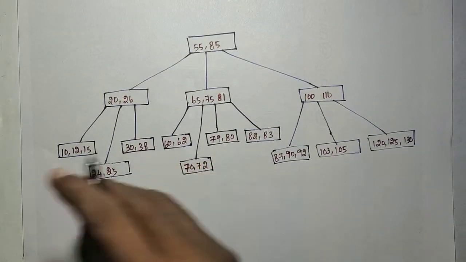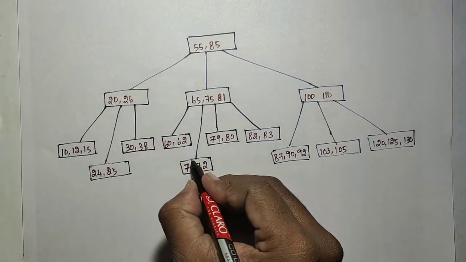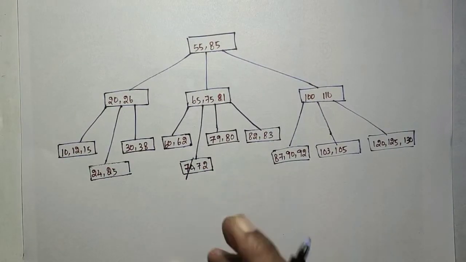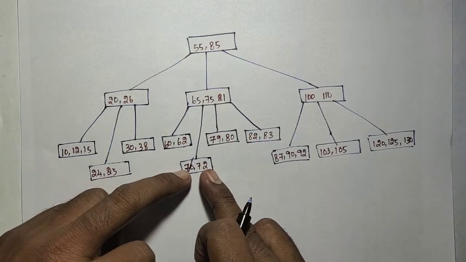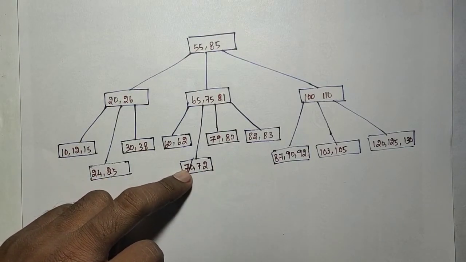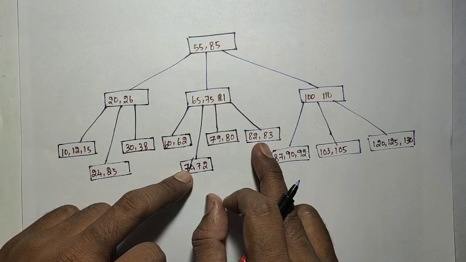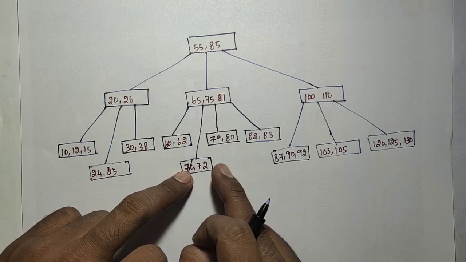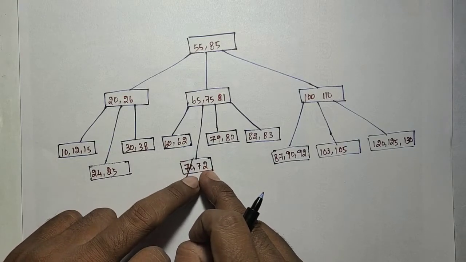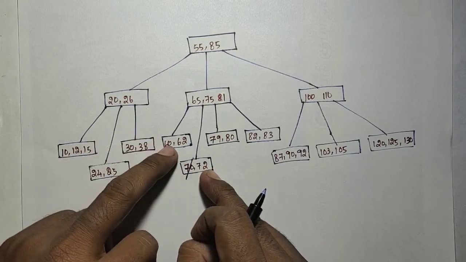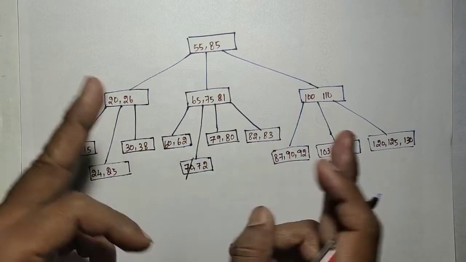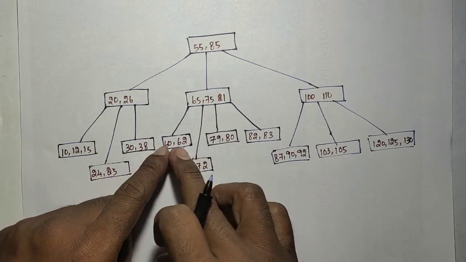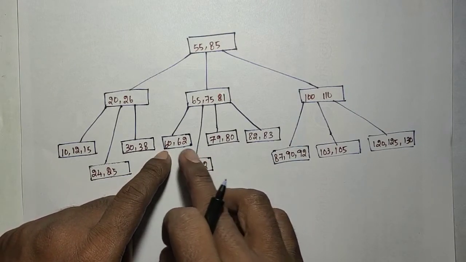After deleting that, you check whether that node goes underflow or not. After deleting, it is having only one element. Only one element means it goes underflow, because as per the definition, it is a B tree of order 5, so the minimum number of elements is 2, but it is having only 1. So now what we have to do: ask the left sibling, ask the right sibling, or merge. That is the option.